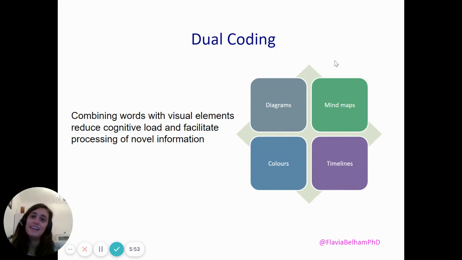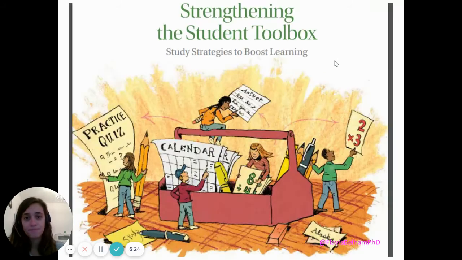And that's the idea that if you combine words with visual elements, it makes it easier for your students to learn the content. So diagrams, mind maps, colors, timelines, anything that you can do to mix words with visual elements makes it easier for the brain to process that information and for the students to remember it in the future, and to connect the content to something else that they're studying, which always helps to create connections and makes the information even stronger in their heads.